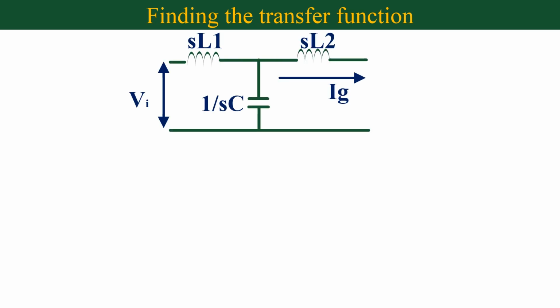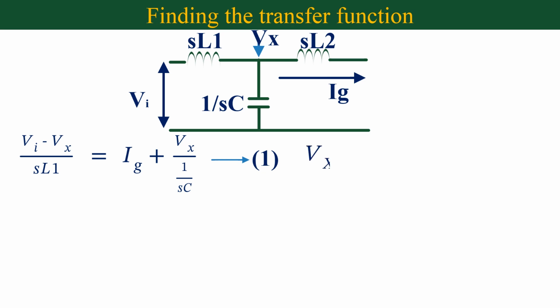Now we need to find the transfer function between grid current and inverter voltage. For that we need to draw the circuit in the S domain. Here is the per phase equivalent circuit of the LCL filter in the S domain. I have marked all the values properly. Now apply KCL at point X. Then we get (VI minus Vx) divided by SL1 is equal to Ig plus Vx divided by 1 by SC. Mark it as equation 1. We can also write Vx as Ig into SL2. Mark it as equation 2.